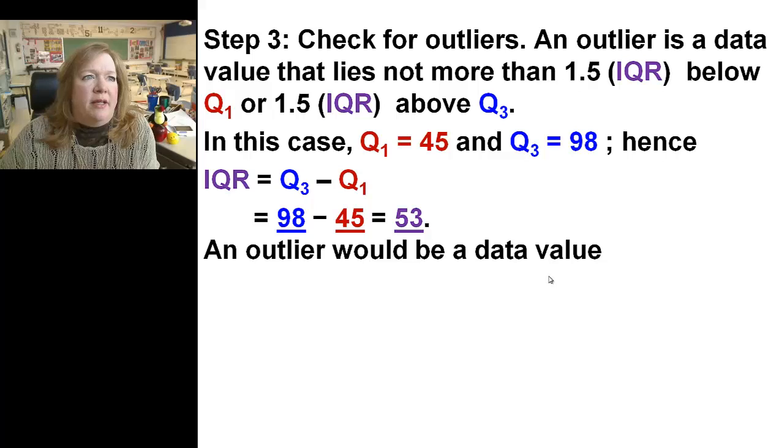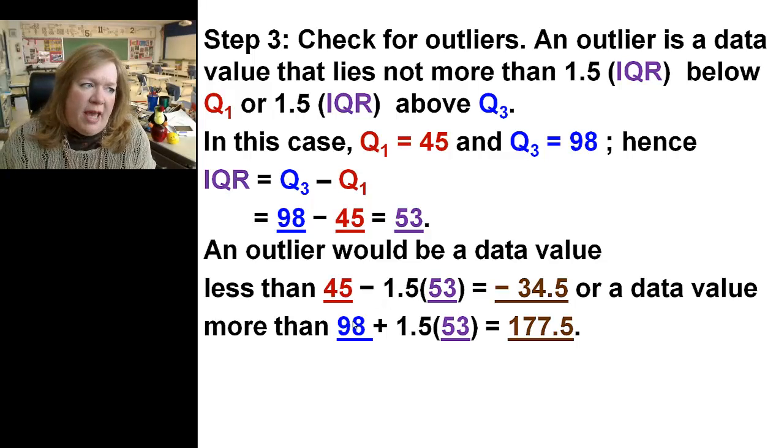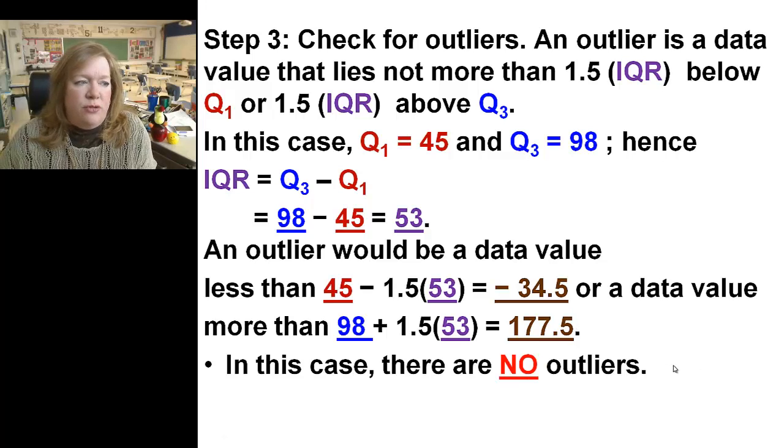An outlier would be below 45 minus 1.5 times 53, or negative 34.5, or above 98 plus 1.5 times the interquartile range, which gives 177.5. Since none of our data lie outside of this range, we know we have no outliers. So there's no outliers in this case. All right, that's really all you need to know from section 6.4, and I will see you later.